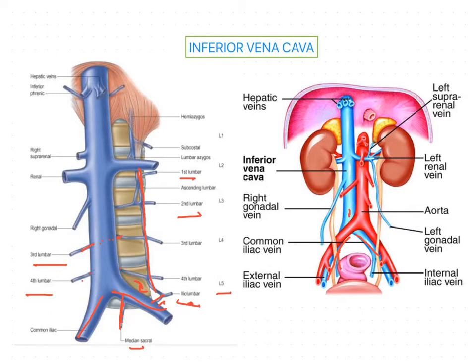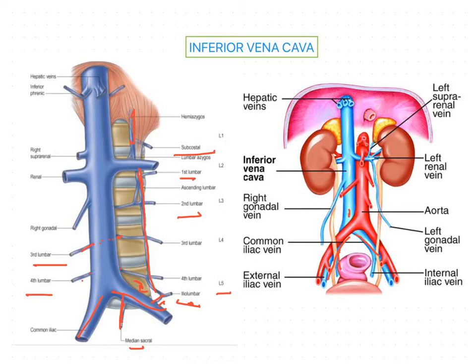On joining the subcostal vein, so here you can find the subcostal vein, and joining the subcostal vein and finally the hemiazygos vein on the left side. On the right side it forms the azygos vein. We have learned this hemiazygos and azygos in the thorax, so you can refer to that video also.